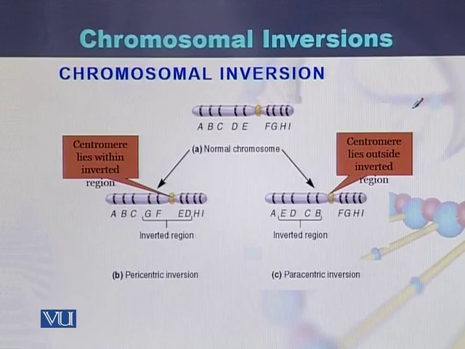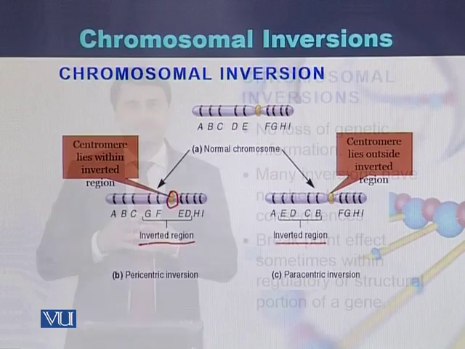In case of pericentric inversion, the inverted region contains the centromere. This is the centromere of the chromosome. If the centromere is included within the inverted region, then this type is called pericentric inversion. While if there is an inversion of the segment and the centromere is not included, like in this case, then this type of inversion is called paracentric inversion.